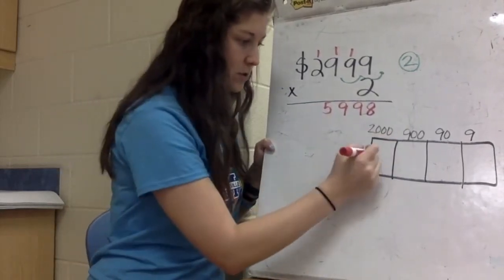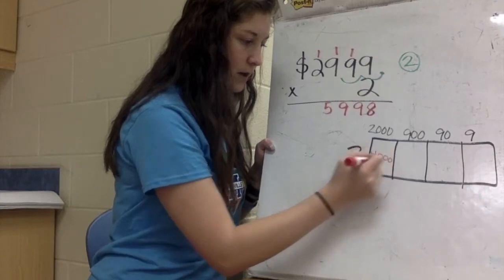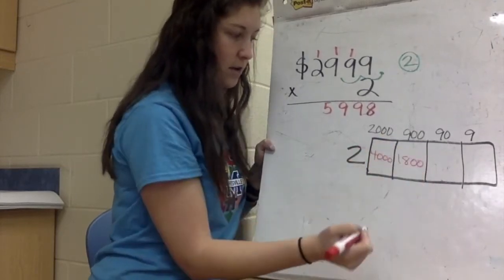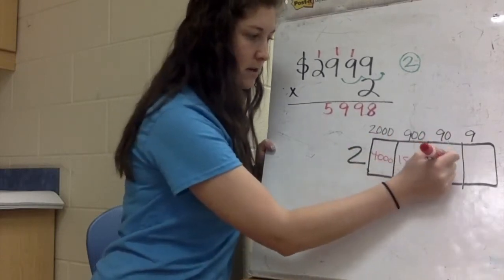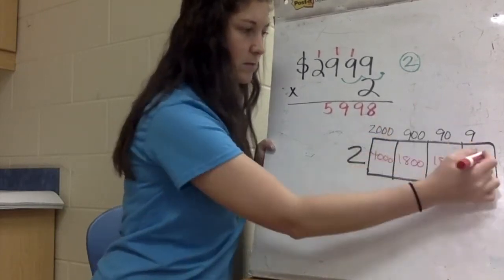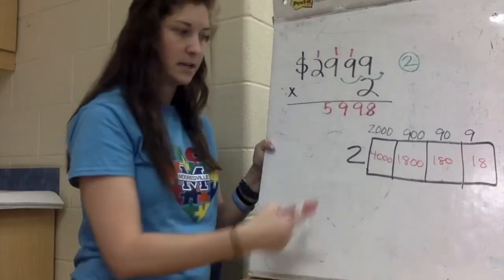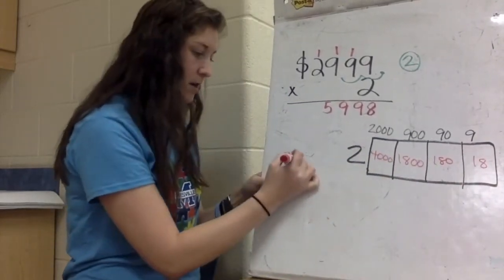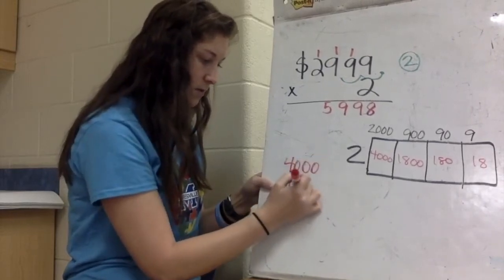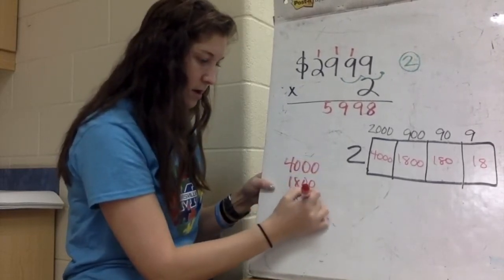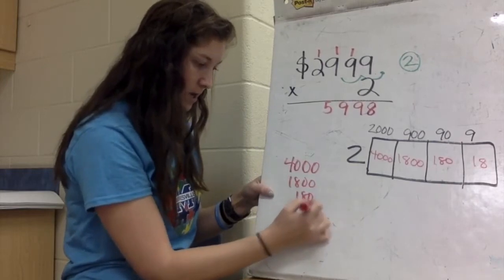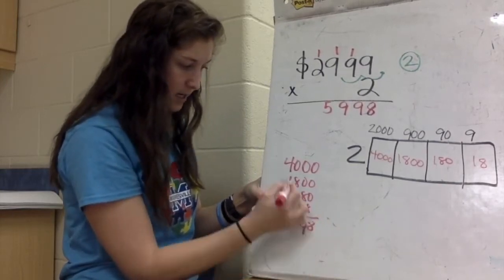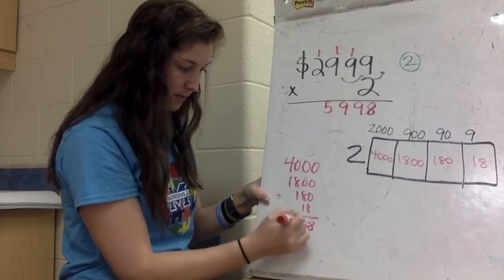I've got 2 times 2,000. I know that's 4,000. 2 times 900, well, that's 1,800. 2 times 90, that's 180. 2 times 9, that's 18. So now with all 4 of these values, I have to add them up. So I'm going to come over here. 4,000, 1,800, 180, 18, add them up, 5,998.